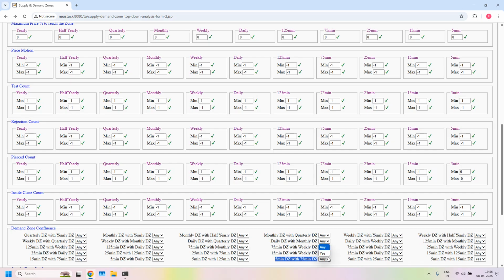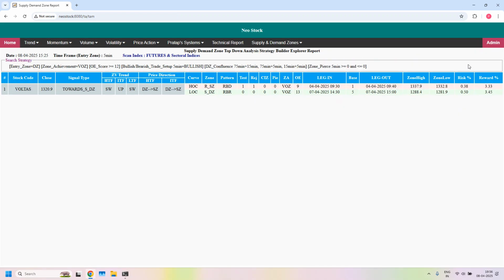Next, 5 minutes demand zone with 75 minutes demand zone confluence. 15 minutes demand zone with 75 minutes demand zone confluence. With all the 3 filters, we got 1 stock. So this 5 minutes demand zone overlapped with the 15 minutes demand zone, and that is again overlapped with the 75 minutes demand zone. But the 75 minutes trend is sideways, so EMA confluence does not give any advantage.